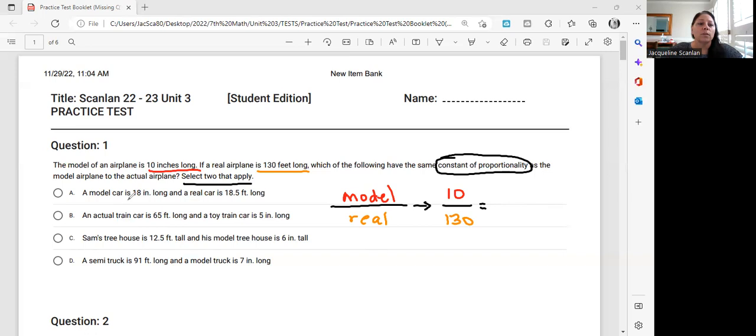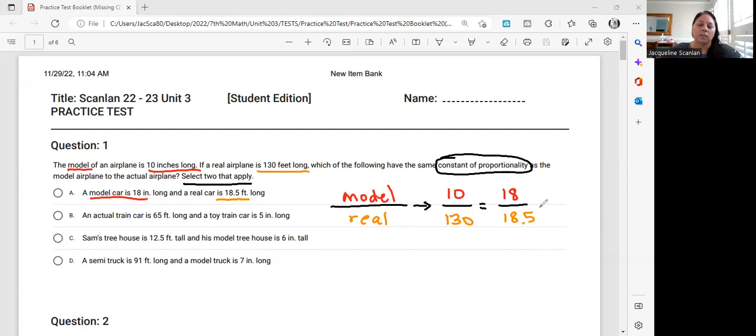Okay, so we're going to go to answer choice A, and I'm going to look for the information that they're giving me here. I'm going to color code. So if I'm looking for the model, I'm going to underline in red. So it says the model of the car is 18 inches. And then the real car is 18.5 feet. So I'm going to go ahead and put the model's measurement up on top of 18. And then on the bottom, I'm going to put the actual, which is 18.5. Now, guys, I don't know about you. I don't even need to do the math.